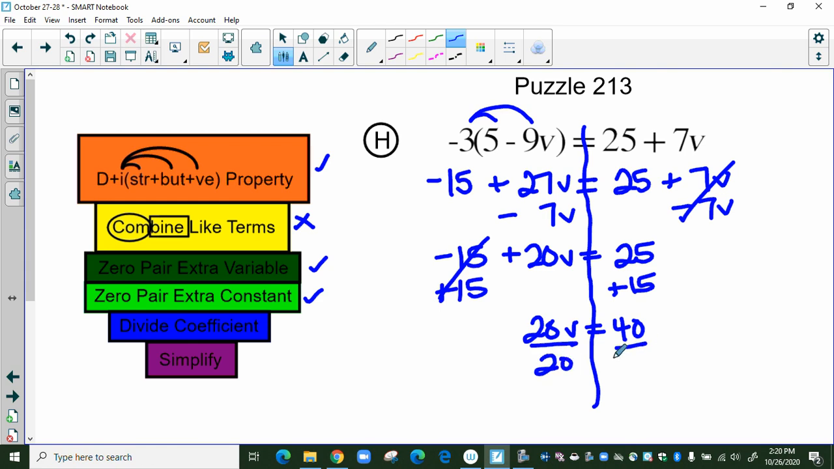Divide by 20, v equals 2. And hopefully you got my same answer. Let's look at the next one.